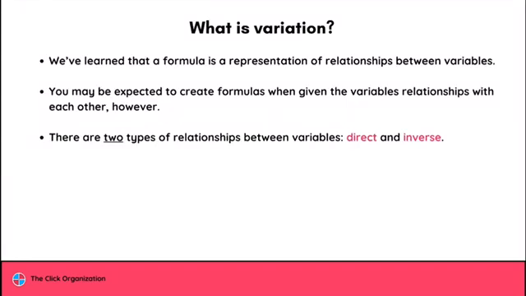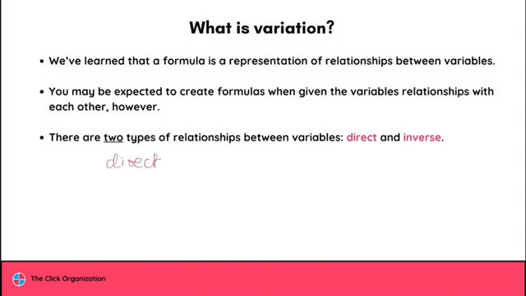We learned in the last lesson that a formula is a representation of relationships between variables. However, you may sometimes be expected to create new formulas when given the variables' relationship with each other. There are two types of relationships between variables. One is direct and the other is inverse. Let's start with direct first.